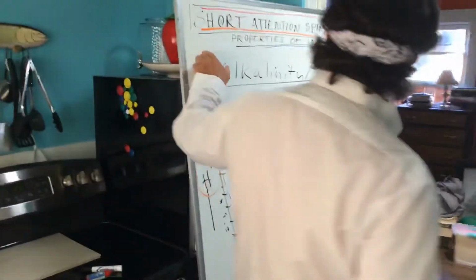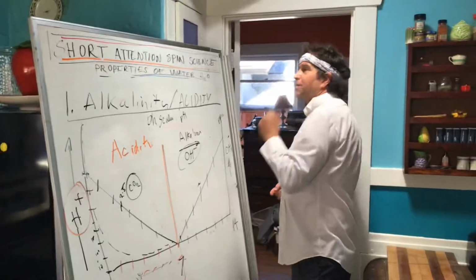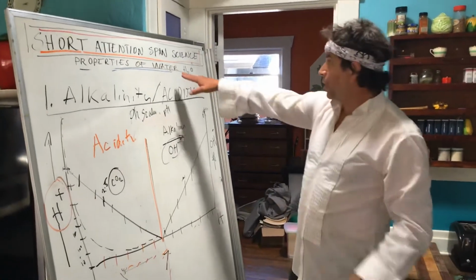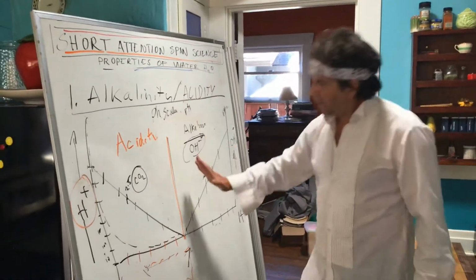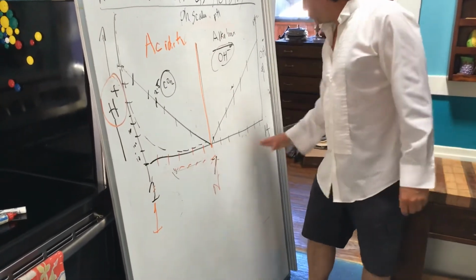All right, but anyway, that's it. Basically, on Short Attention Span Science, properties of water: H2O, acidity 7 through 1, alkalinity 7 through 14.